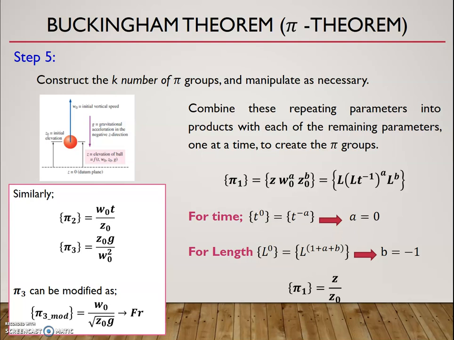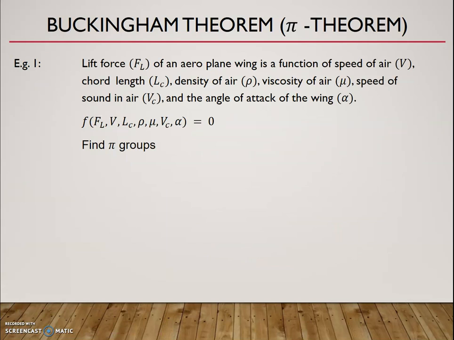So now we have completed calculating all 3 pi groups. Pi 1 is equal to Z over Z0, pi 2 is equal to W0 T over Z0, and modified pi 3 is equal to W0 over the square root of Z0 into g. That particular non-dimensional group is called the Froude number. So hope you are comfortable with calculating non-dimensional groups, and hope you can now calculate pi groups for any given problem. So let us move to one exercise.